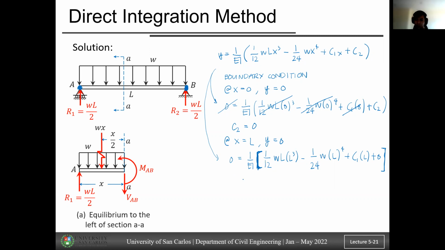Okay, so what you're going to have now is 1 over EI, then 1 over 12 WL to the power of 4 minus 1 over 24 WL to the power of 4 plus C1 times L. So isolating C1, then divide everything by EI.